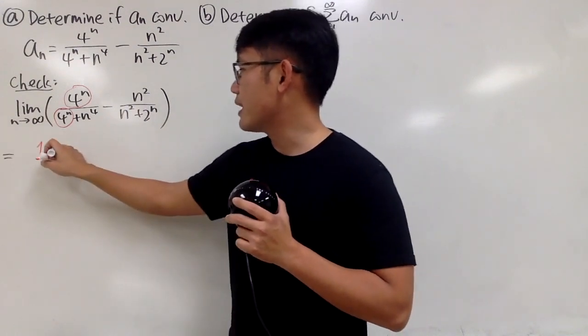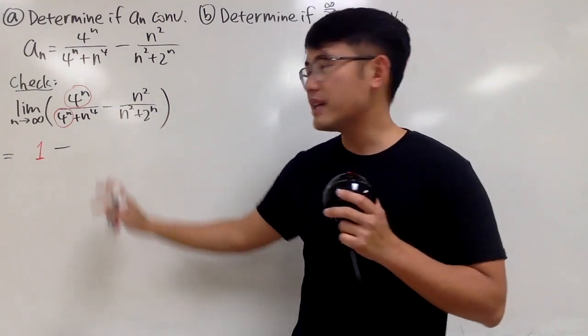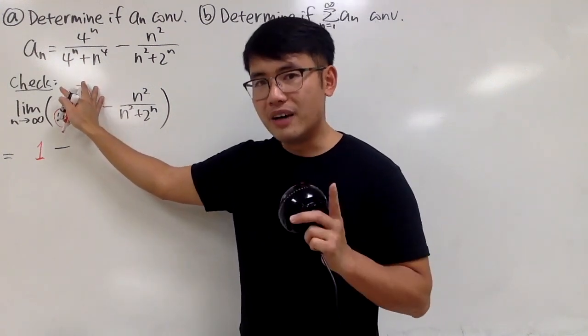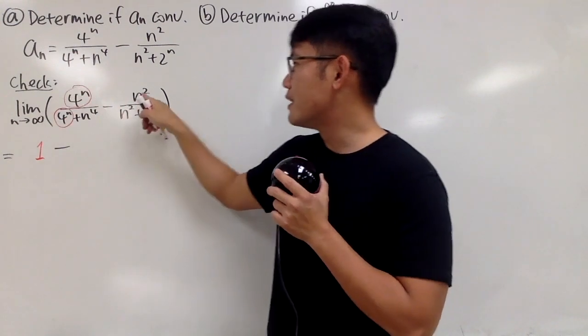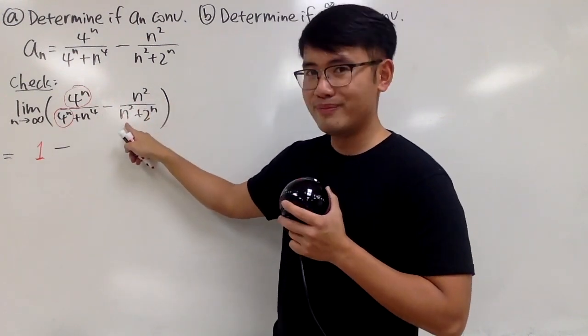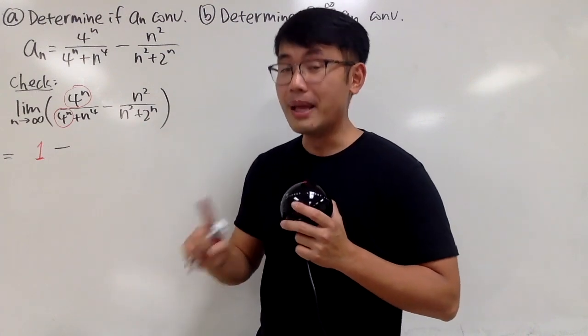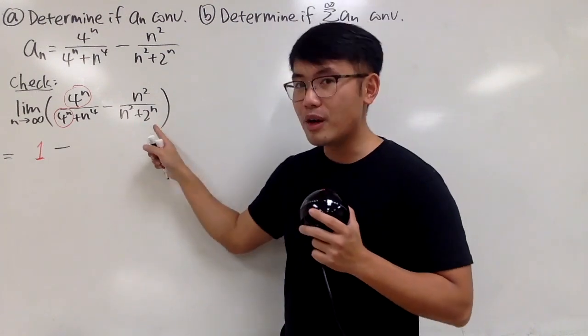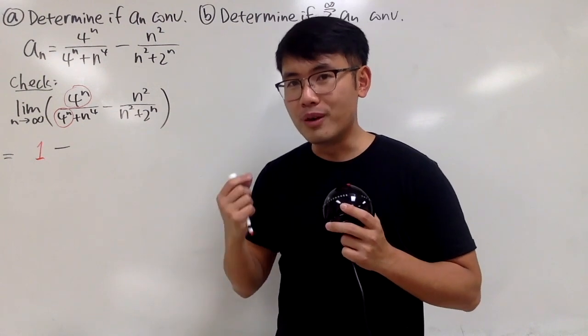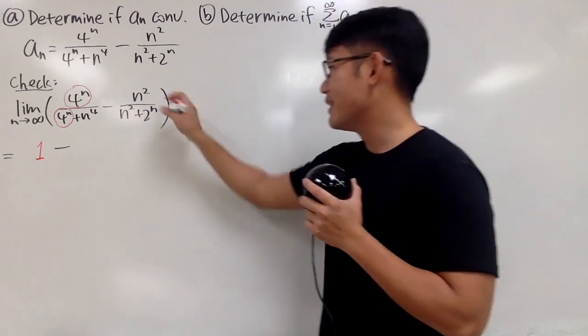And then let's bring down the minus. And now let's look at the second one. Be really careful. You don't circle n squared and n squared. This answer right here is not equal to 1 because on the bottom here we have 2 to the n, which is bigger than n squared.